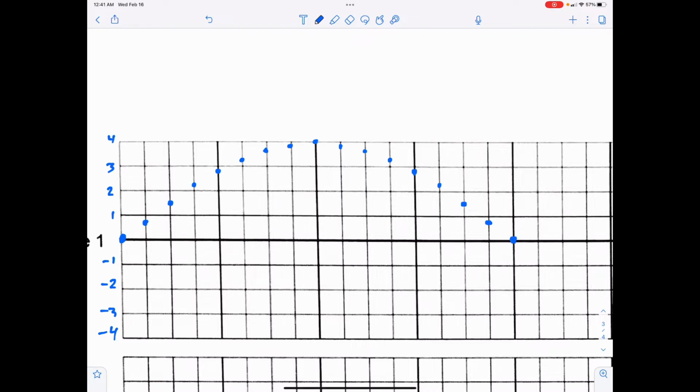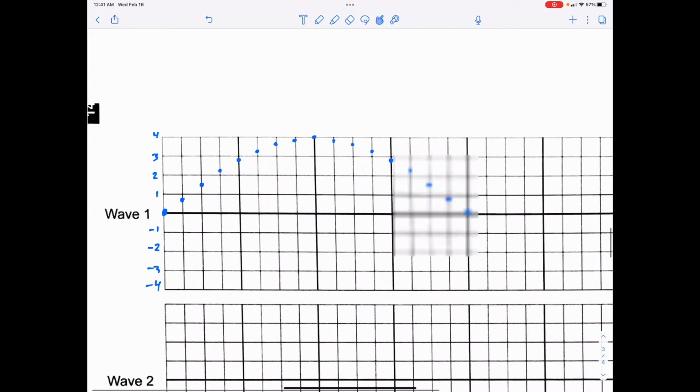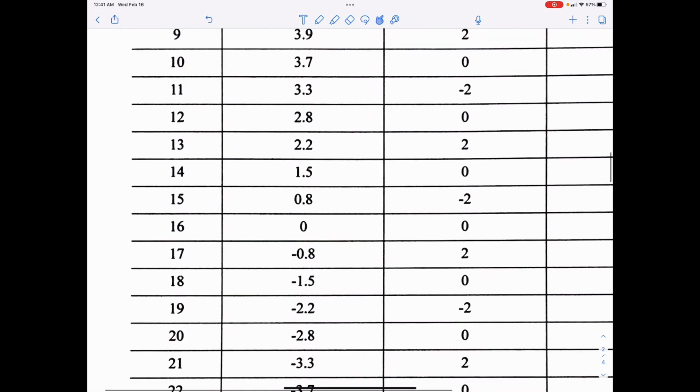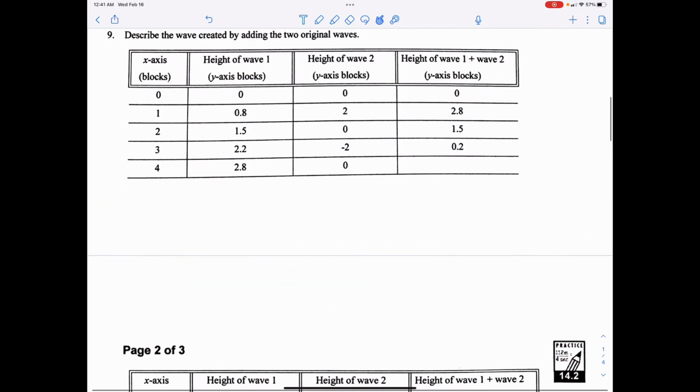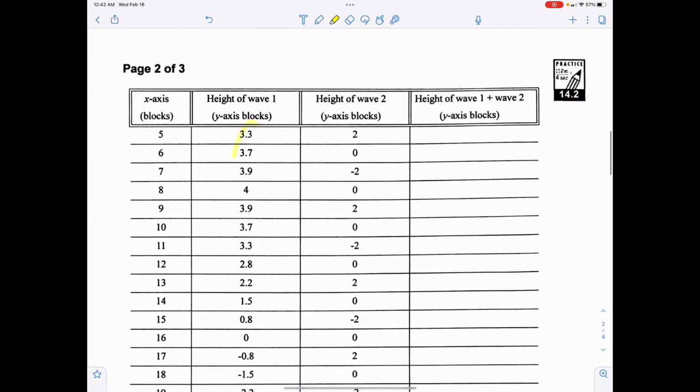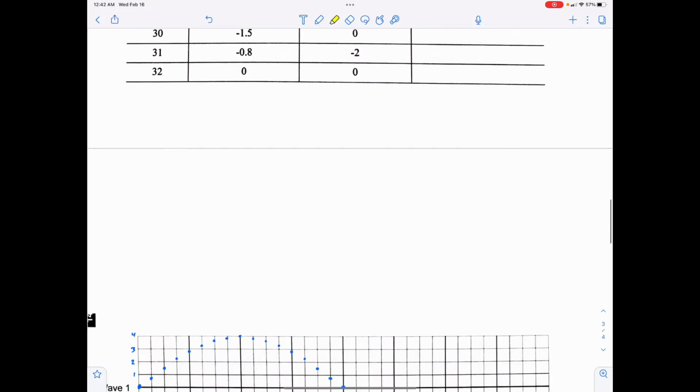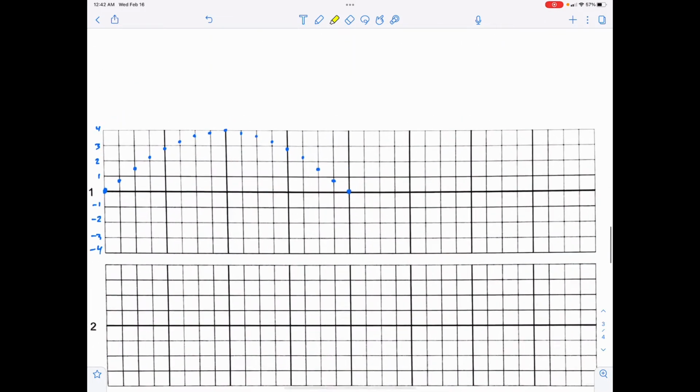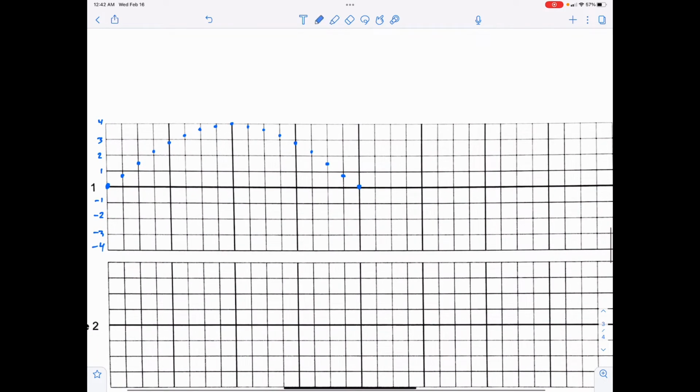Again, I'm getting all of this from this table right here, specifically focusing on the first column. Now I continue. I'm on block 17, where I am at negative 0.8. Negative 0.8 would be down this way. Here's negative 1, so negative 0.8 is almost to there.